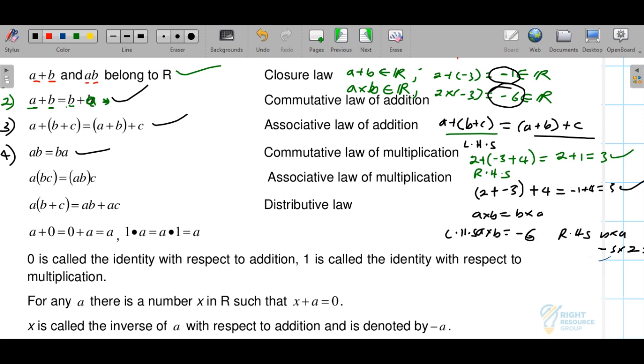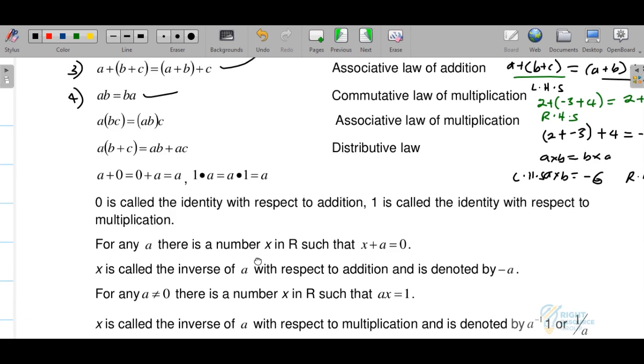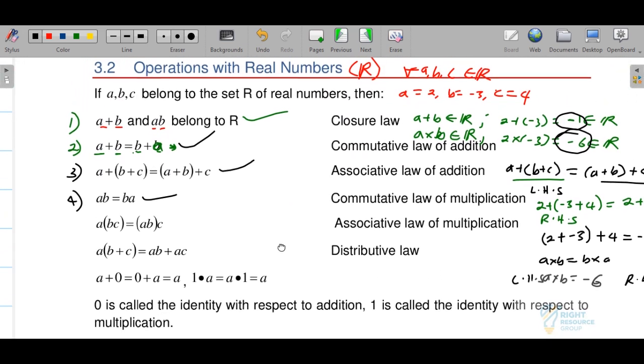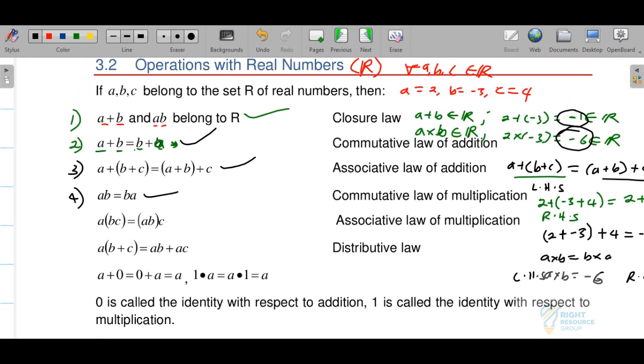We are trying to validate all these laws so that you know the properties of our real numbers. It's going to help you further in other calculations as well. So the number 5 law is talking about the associative law of multiplication.